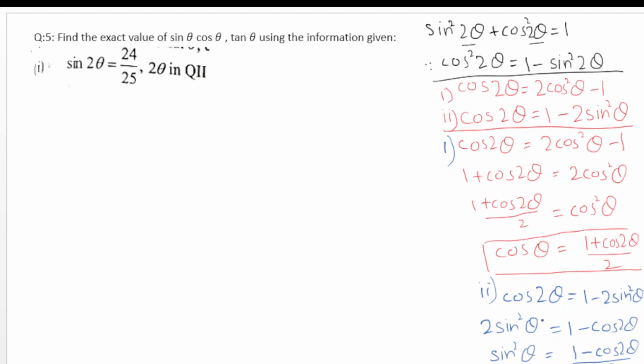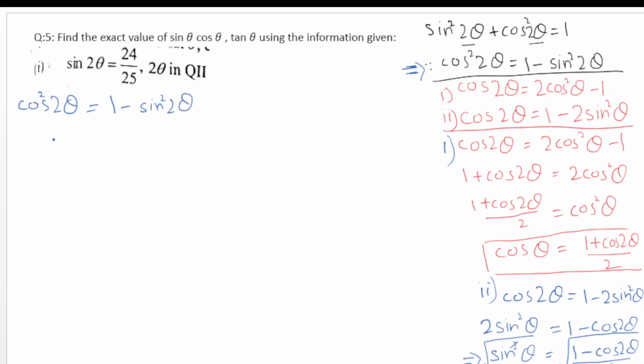After taking the square root, it will be like this. The square will cancel with the square root, so you can write sine theta is equal to the square root of 1 minus cos 2 theta by 2. Here, first of all, we need to find cos 2 theta, so this formula we are going to apply. Let me write here cos square 2 theta, that will be 1 minus sine square 2 theta.